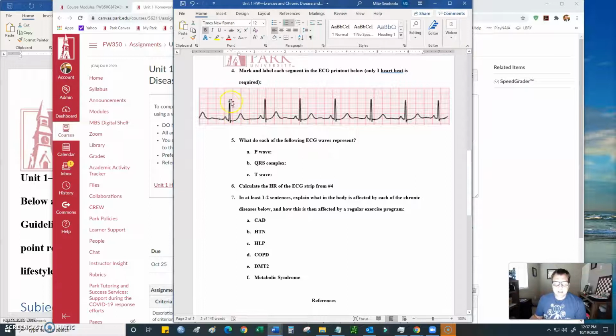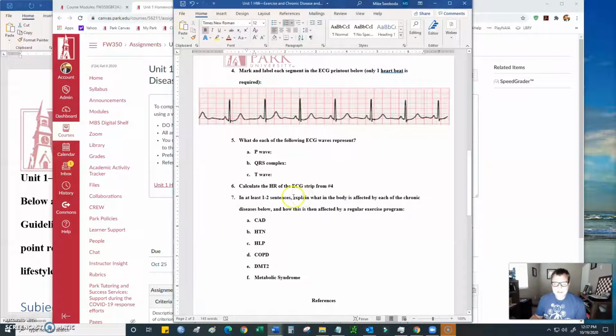For the bottom here, you are going to label each segment of the ECG printout here. You only need 1 heartbeat, so meaning you only need to do 1 of these here. So I would just pick this first one. It's perfectly fine to label what each segment represents, and then you want to write about what each of those are going to mean. Calculate the heart rate from this here, and we'll tell you how to do that in class.